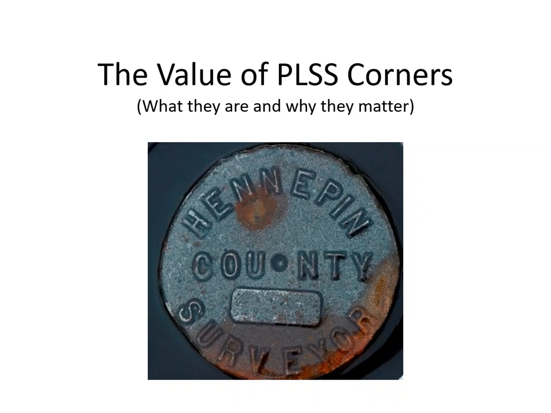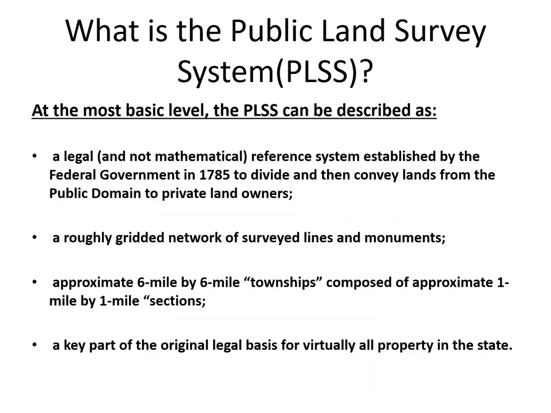Today I'd like to discuss the value of the public land survey system corners and the monuments that represent those corners, going through what these things are and why they matter. At its most basic level, the public land survey system is a reference grid. It's a legal reference grid established by the federal government in 1785. The basic purpose of this system was to divide and convey lands from the federal government, the public domain, to private landowners, selling property.